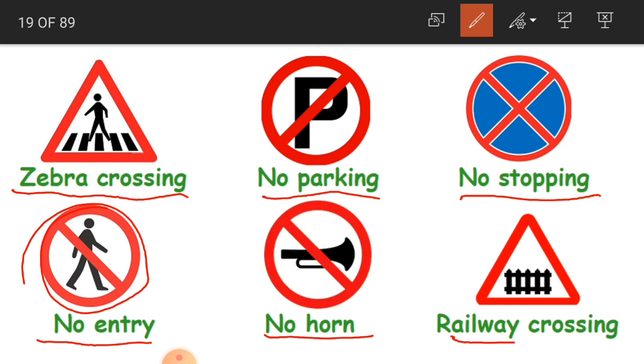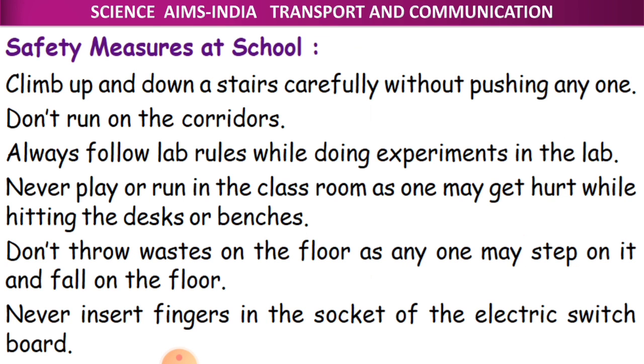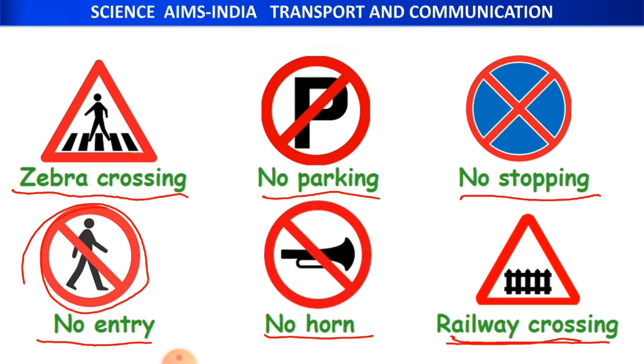And here there is a railway crossing. There may be a railway track where you have a railway crossing. So if you have this sign, you have to understand that you have to slow down the speed of your vehicle, because you will have a railway crossing in front. Clear, children? These are some pictures of traffic signals where you have to compulsorily follow these rules, so that accidents will not happen.